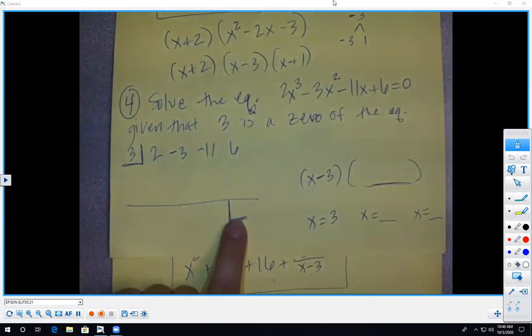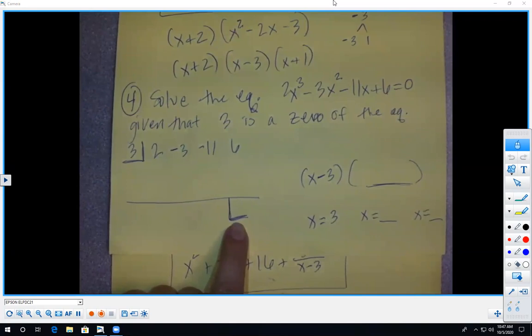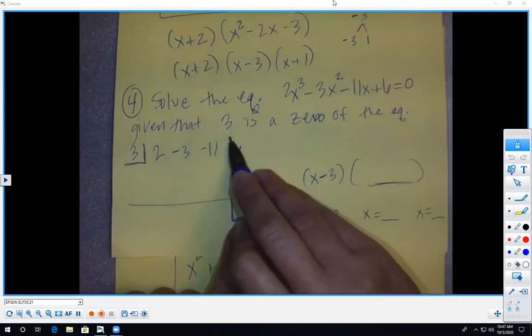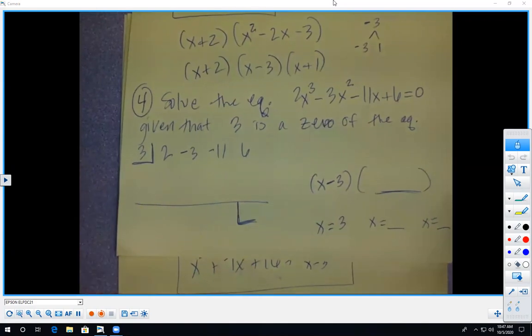The remainder is going to go under the 6. What should my remainder be here? Before I even start, it's got to be 0. How do I know that it's 0? Because they told me it is. They told me this is an answer, okay? Either I wrote the problem down wrong or I did something wrong if it's not, okay?